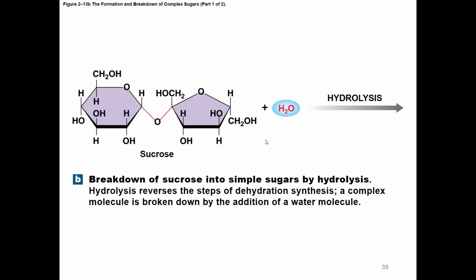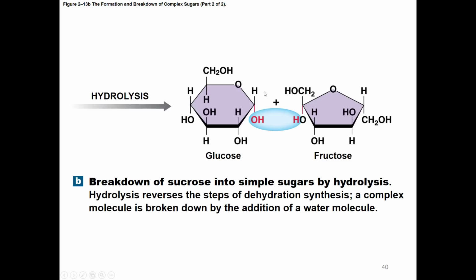Okay, and then hydrolysis is when we add water to break things apart. So here we have sucrose or table sugar, and if we want to break the sucrose apart back into its two individual monosaccharides, then we can just add water. So if we take the sucrose and add water, which we call hydrolysis, that will break the two back apart into the individual monosaccharides, glucose and fructose.